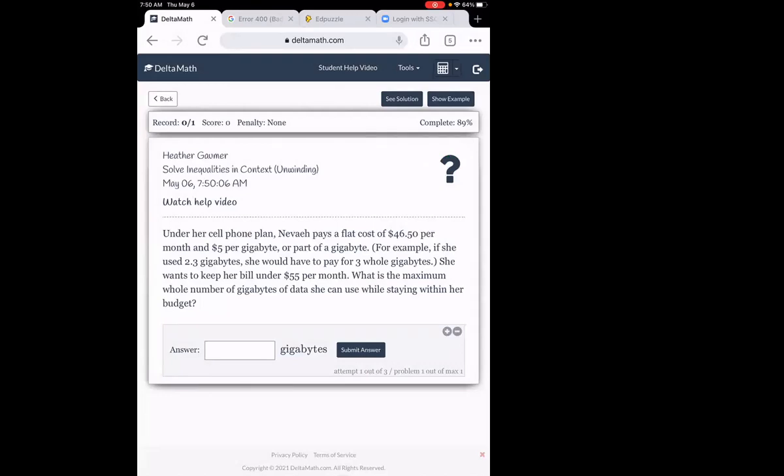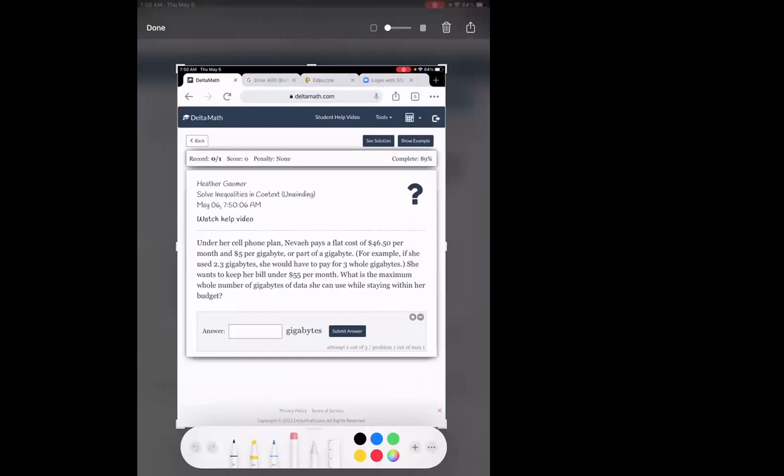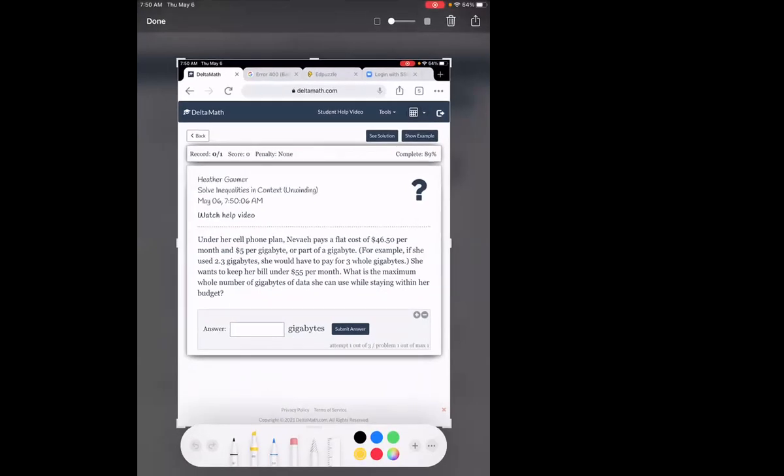Nevaeh pays a flat cost of $46.50 plus $5 per gigabyte. She wants to keep her bill under 55 per month. What's the maximum number of gigabytes she can use? Okay, but the key why this one is a little bit different is the fact that she can't pay for a partial gigabyte. If she needs 2.3, she has to pay for 3. So let's figure out how many gigabytes and decide if she's got to round down or not.